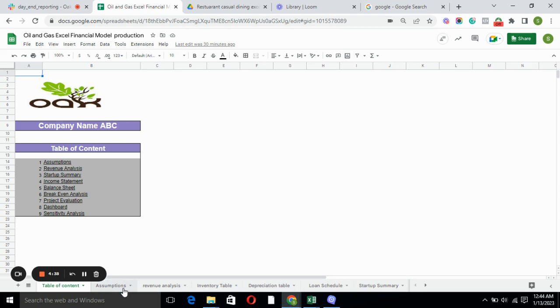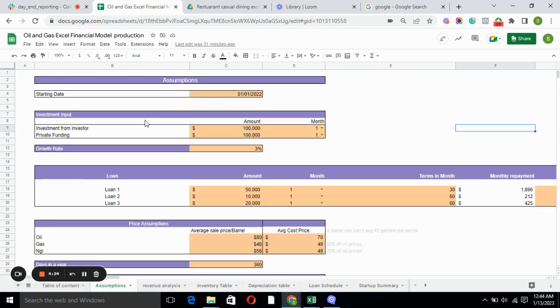Moving forward to the assumptions. I'll be pointing out one thing, which is that we have linked all the sheets with the relevant sheets. Here I'll be clicking on assumptions, and we have assumptions open. So currently we are on the assumptions.